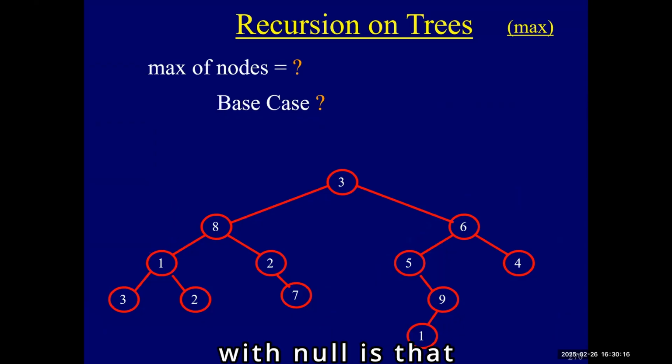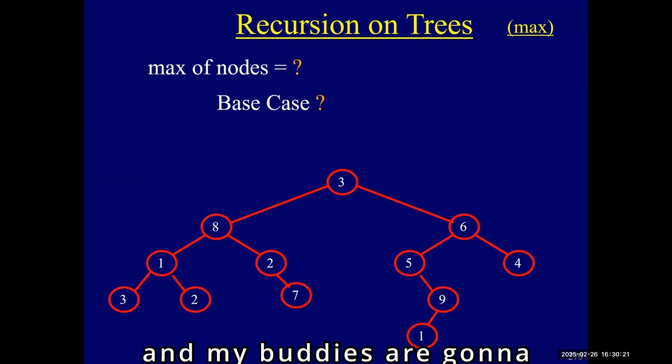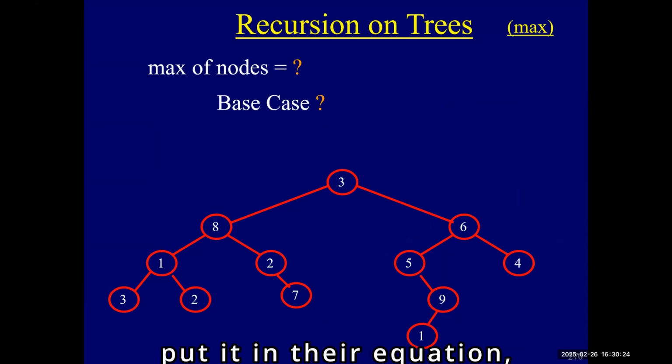The problem with null is that I give null to my buddies, and my buddies are going to put it in their equation. So think about this. Here's my node 3, and here are 2 empty trees, and I'm taking the max of this answer and 3. And what answer do I want? I want 3. So what should I give here?